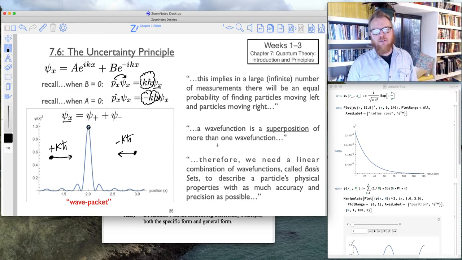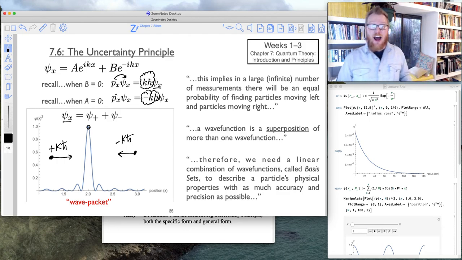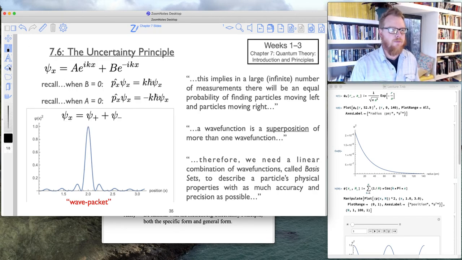So another amplification of this is a wave function is a superposition of more than one wave function. So in this simple example, we might see this as a superposition of two wave functions, one describing a particle moving to the right, one describing a particle moving to the left. Okay? And as we build up more and more of those wave functions, like it says up here, we would find an equal probability of particles moving left, particles moving right, owing to this being the most probable position. Okay? Let me erase that terrible looking arrow.